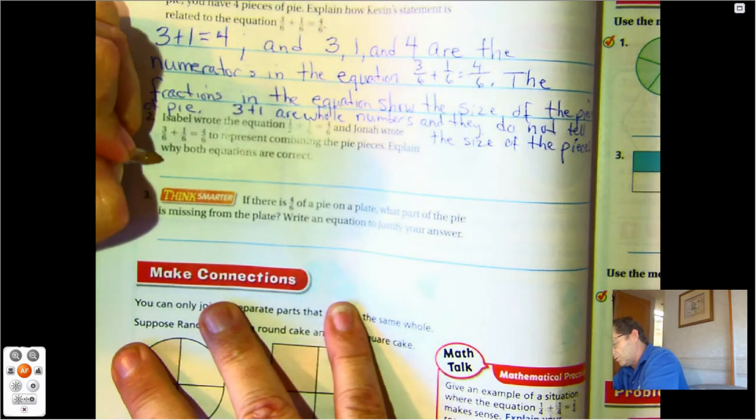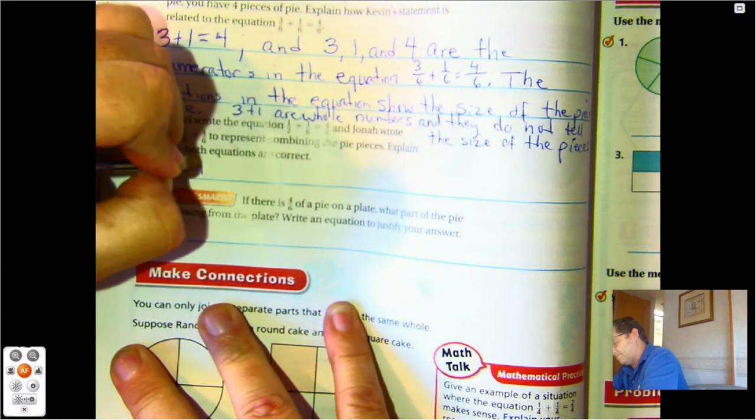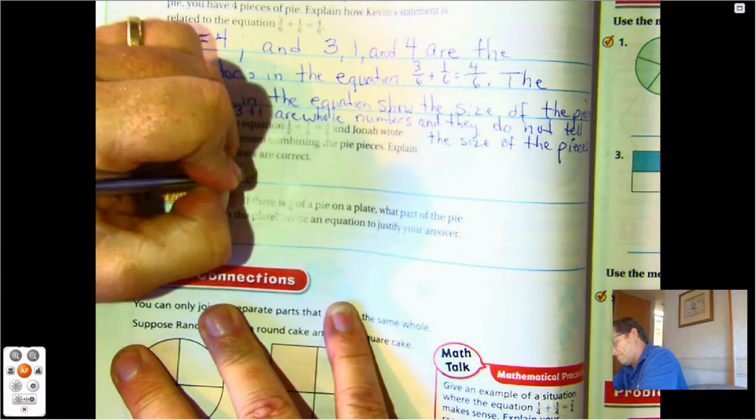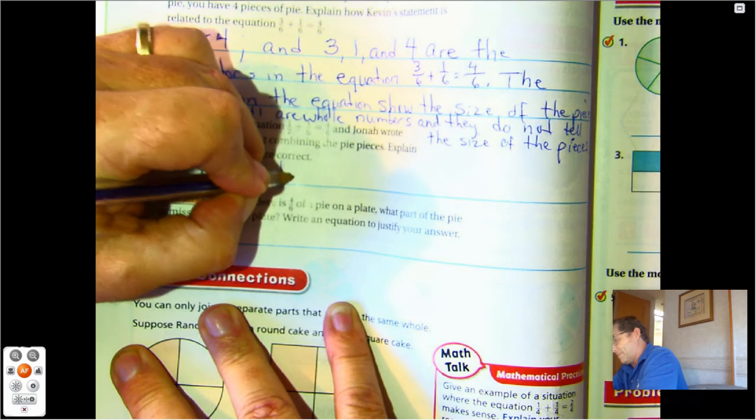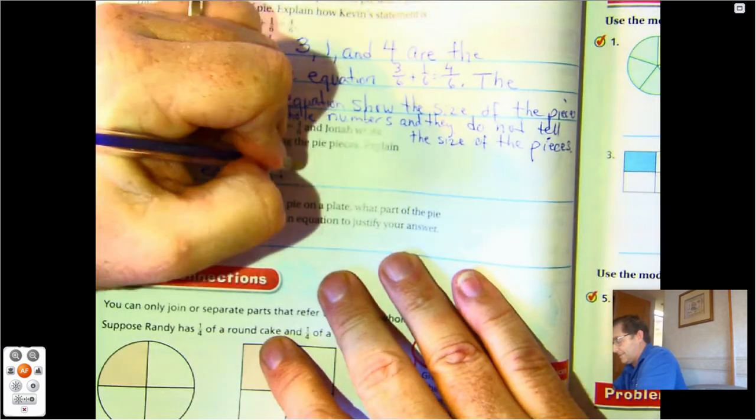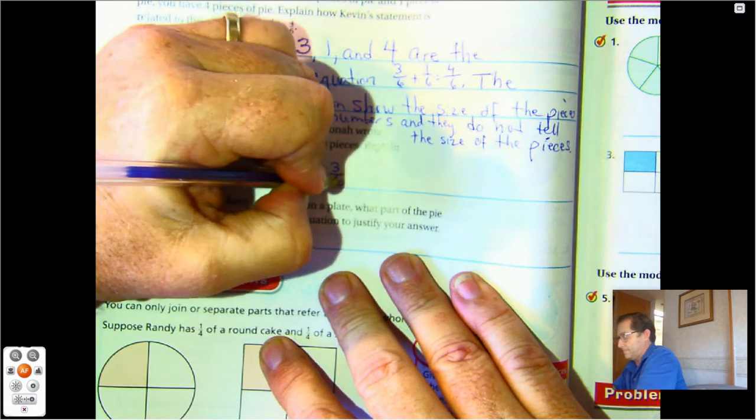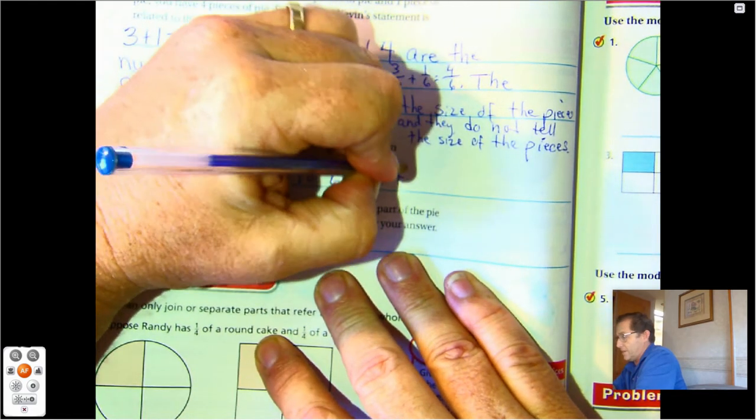So 1/2 is equivalent to 3 sixths. So the equations are equivalent.